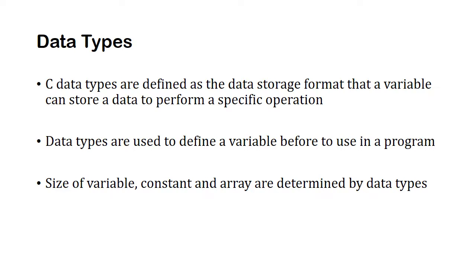So the size of a variable, constant and array are determined by data types. That is, what kind of data type it is, whether it is an integer, a real number, a character or a string. So depending upon the type of the data, the size of the variable, constant and array vary. That means the size for storing an integer in memory is different from that of storing a real number or a string or a character.